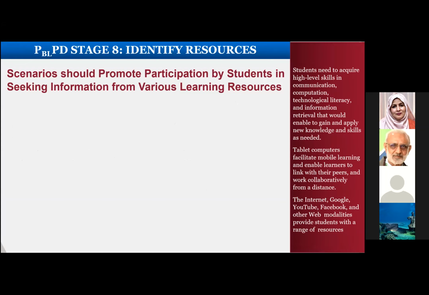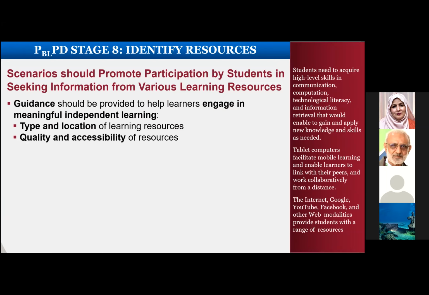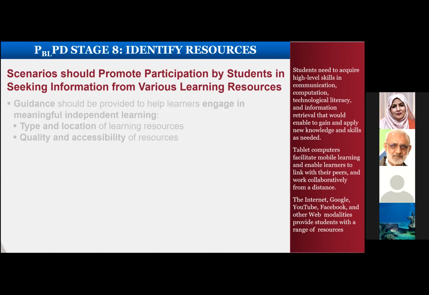Identify the resources. Scenario should promote participation by students in seeking information from various learning resources. It is good to guide the students towards the learning resources, but it is not compulsory for the students to follow your resources. Guidance should be provided to help learners engage in meaningful independent learning. The type and location of learning sources. For example, if you're telling them about a book, where they can find that book, whether it is available in the library or not, you have to tell them. The quality and accessibility of the resources. Is it easily accessible or not?